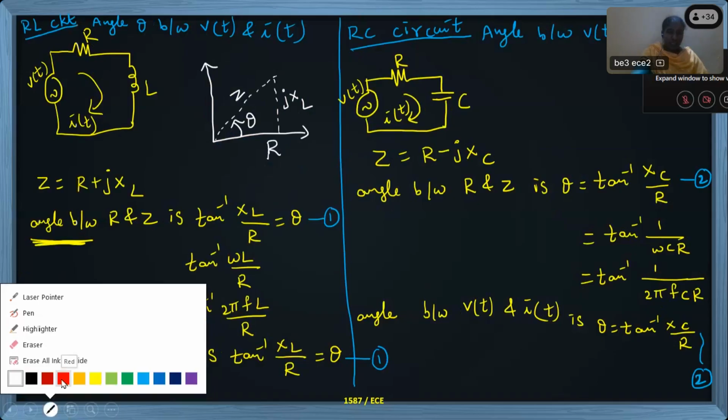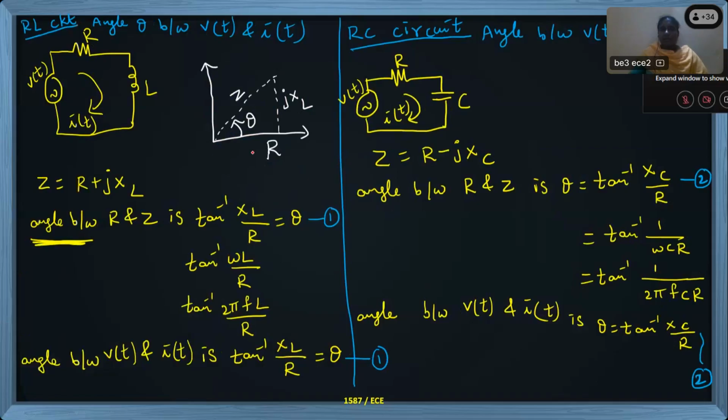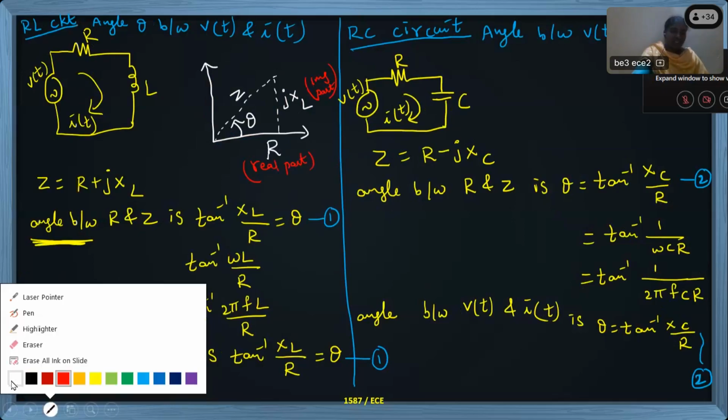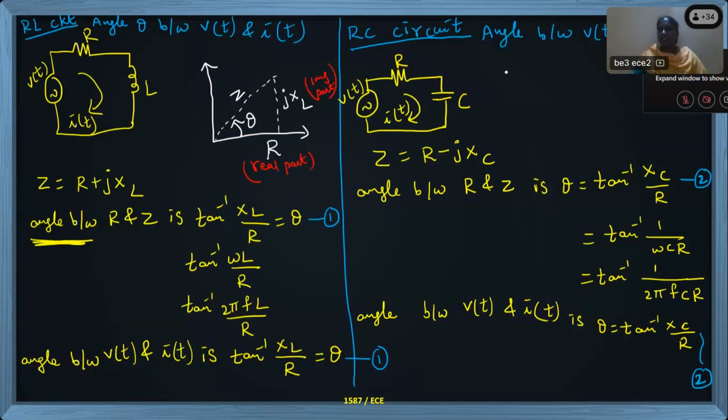This is the real part, and this is imaginary. Capacitor and inductor always give imaginary. This information you write in the answer paper. The heading is phasor diagrams, with x-axis and y-axis.